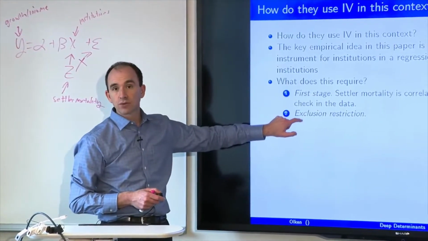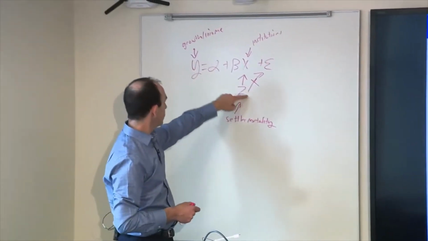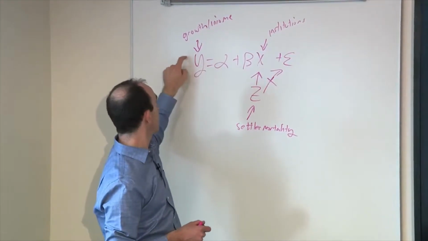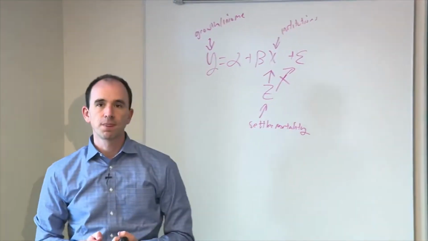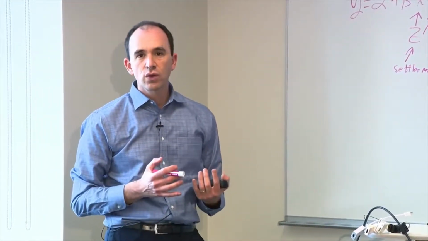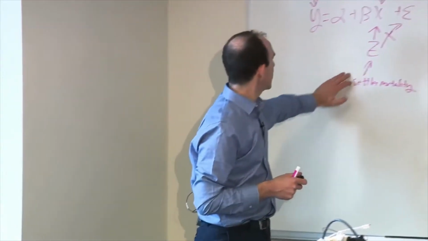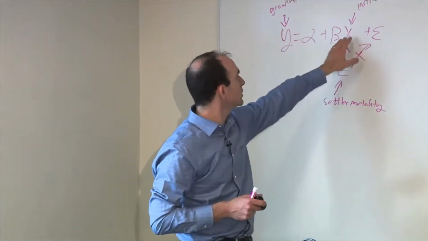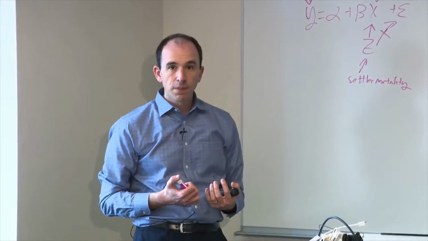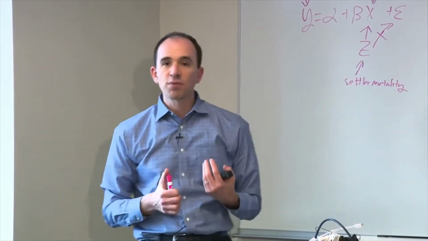The second thing we have to check is the exclusion restriction. What's the exclusion restriction? The exclusion restriction, remember, is that Z, which is in our case settler mortality, doesn't affect epsilon. It only affects per capita income through the affected institutions. Okay, so an important question as you try to think through this paper comes down to whether you think this is a good instrument or a bad instrument, whether you think settler mortality might only affect growth or income through its effect on institutions or might have other direct effects. Okay, and remember, this is an assumption. We can't check it directly. We just have to think about it and decide whether it's believable or not.